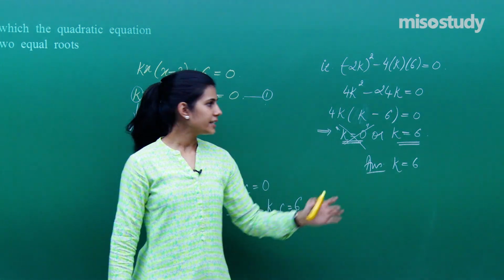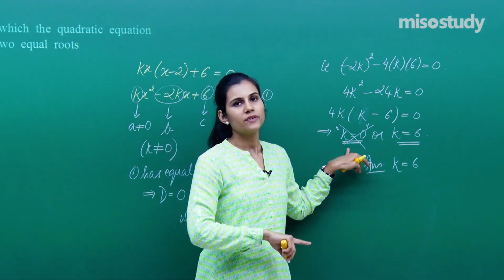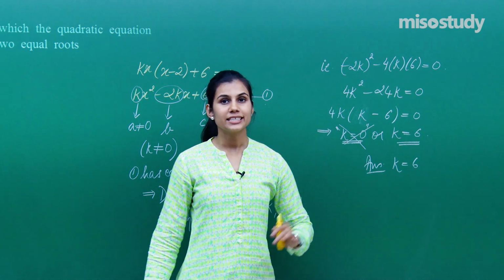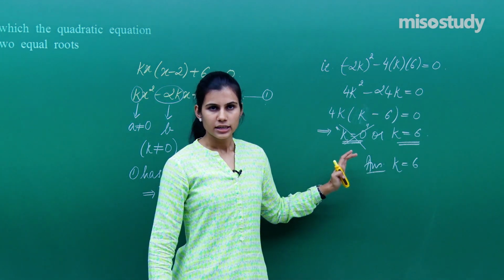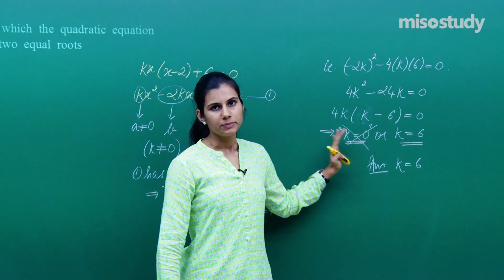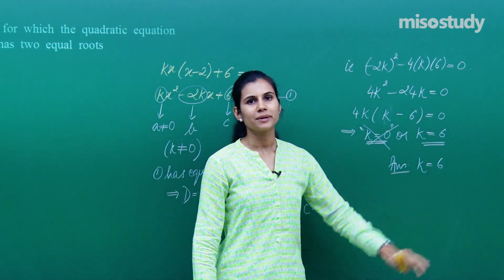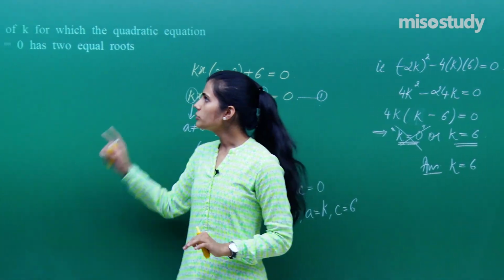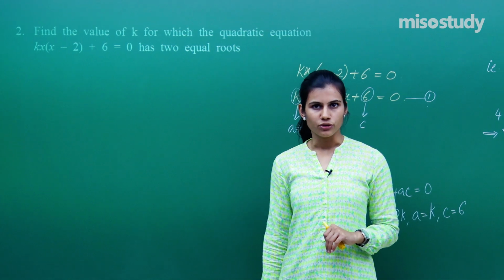That's how you eliminate the alternate value of k which is coming up, because you are not getting a unique value of k, you are getting 2. But out of those two, one cannot possibly be taken, and therefore the other one becomes the only value of k for which this quadratic equation is going to have equal roots.